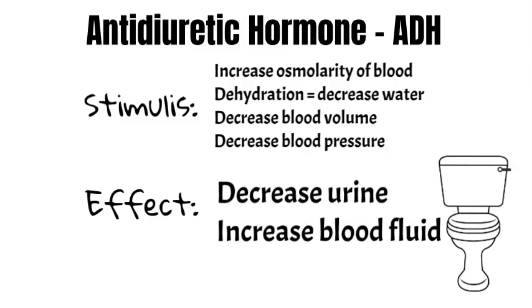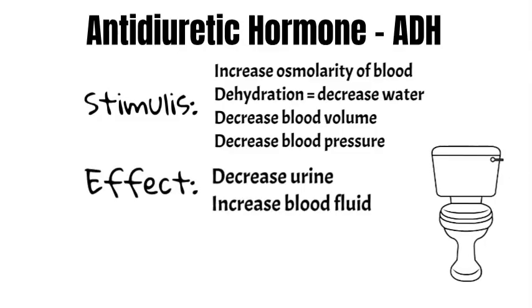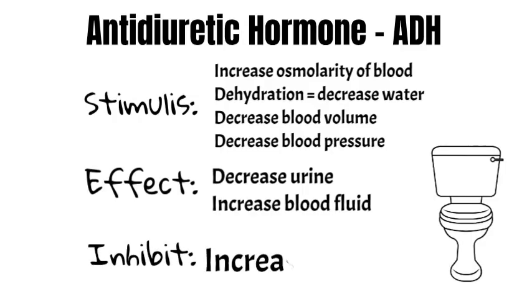Antidiuretic hormone is going to decrease the urine that you produce. So it goes to the kidney tubules, makes them reabsorb the water. This increases the blood fluid, which is then going to increase the blood volume and increase the blood pressure. Once adequate hydration has been reached, so you have an increase in your blood volume, then we're going to inhibit the production of antidiuretic hormone. This is an example of negative feedback.